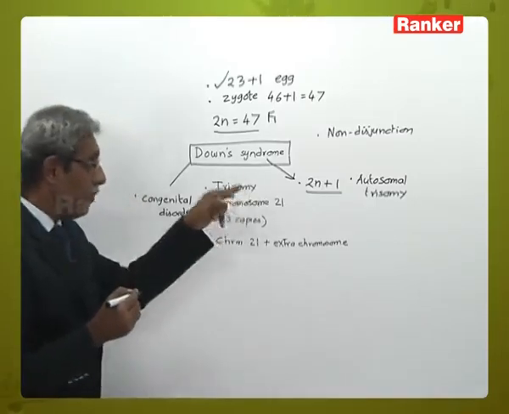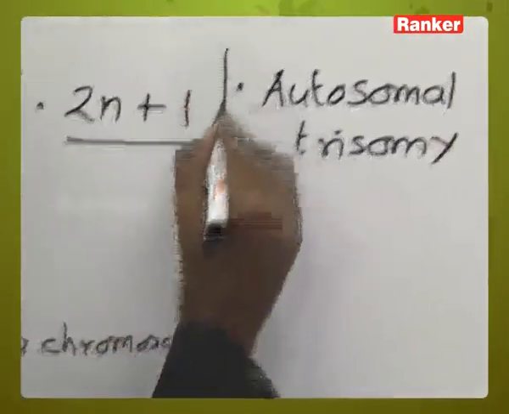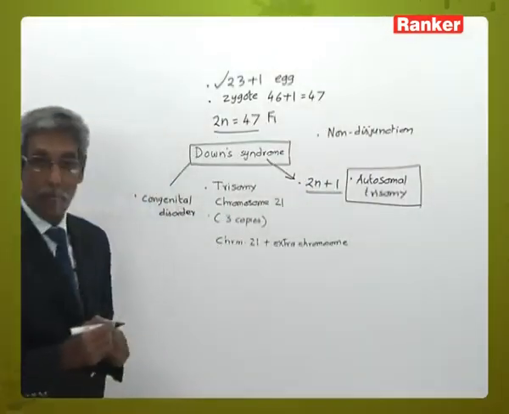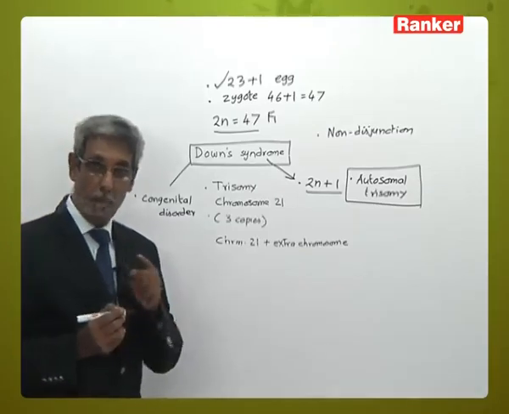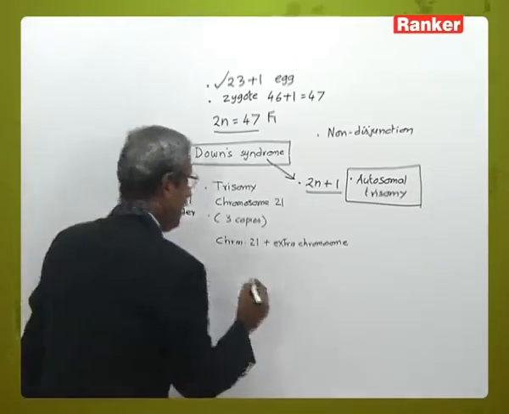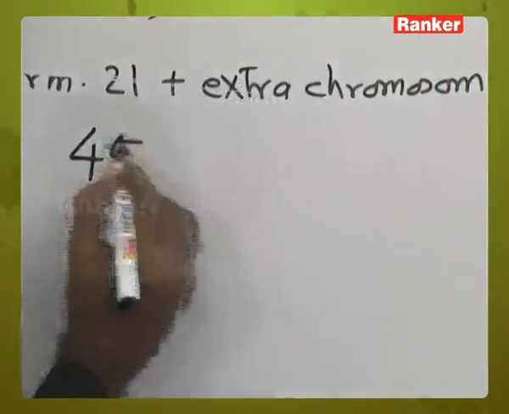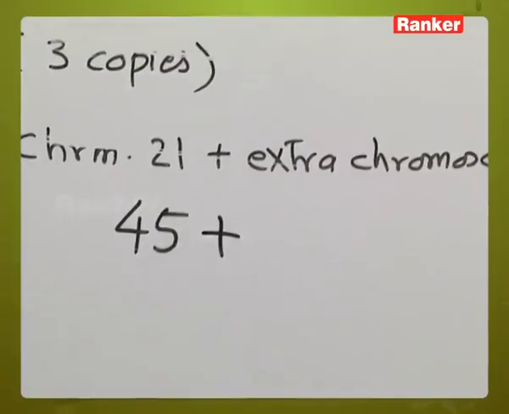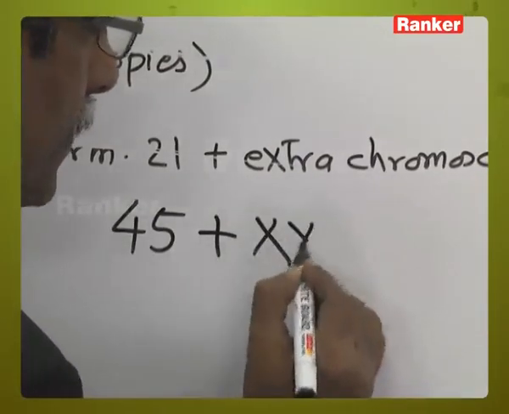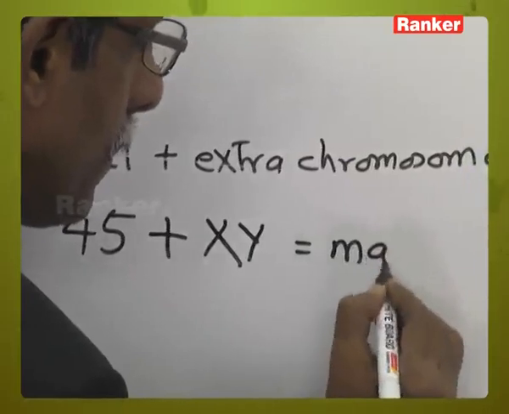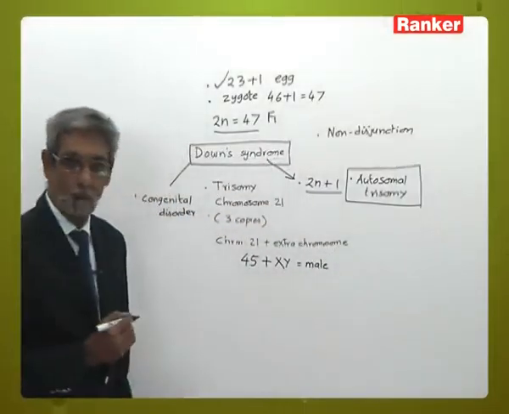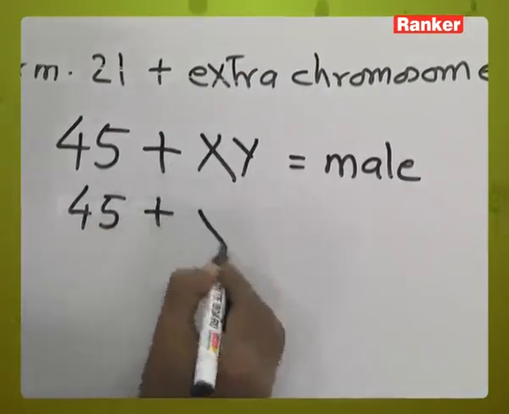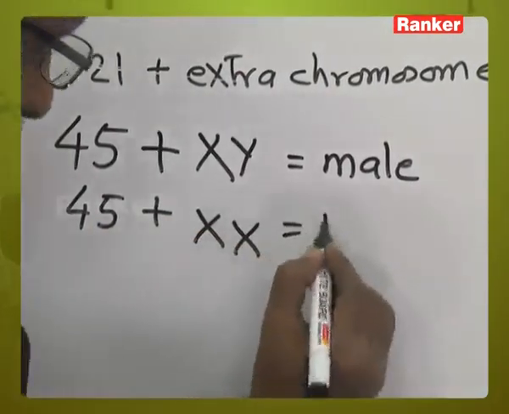Now Down syndrome is an example of autosomal trisomy, and Down syndrome can be exhibited in the form of two important features. It could be 45 plus XY, as it is seen in the male, or else it can be 45 plus XX, as it is seen in the female.